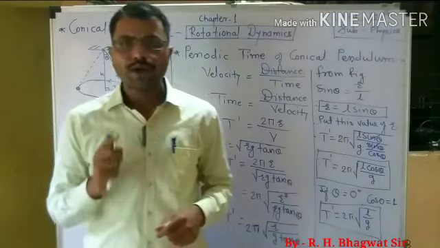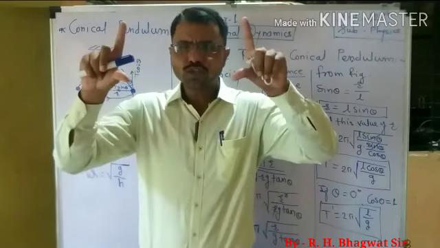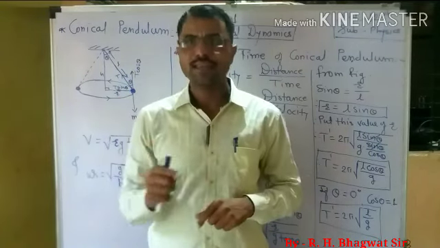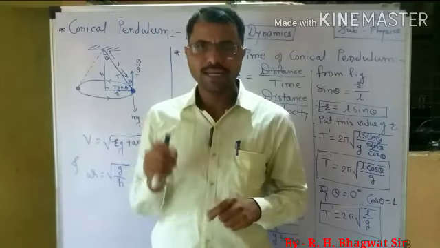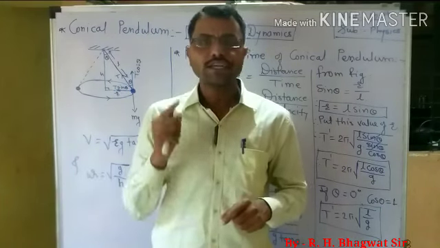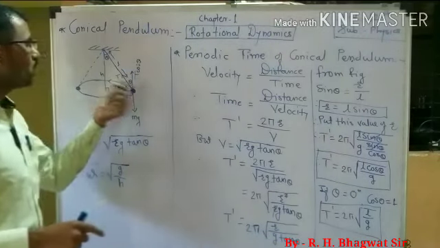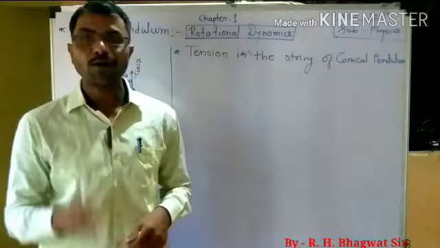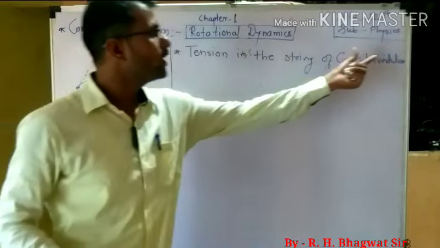That is, when we attach two bodies of different masses to two strings of the same length, then the periodic time for both conical pendulums is the same. That is, the periodic time of a conical pendulum does not depend on the mass of the ball or body attached to the string. Now, we are going to calculate the tension in the string of the conical pendulum.